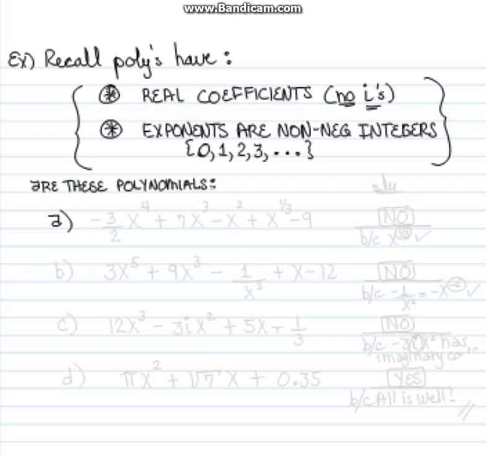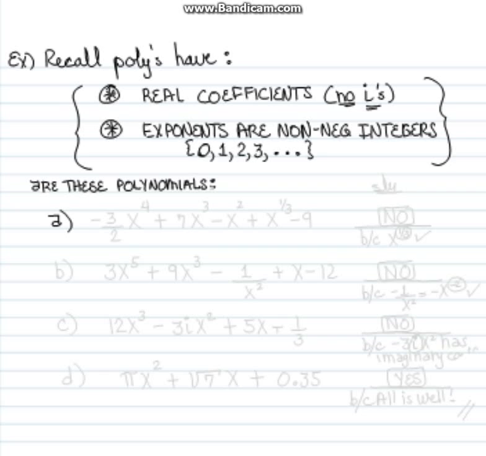Now, before you attempt to answer this question, you need to remember that polynomials have only real coefficients multiplying each of the powers of x. That means there are no i's. Real numbers have no imaginary number i in them. So only real coefficients appear.